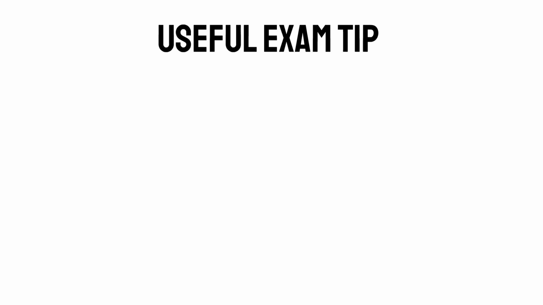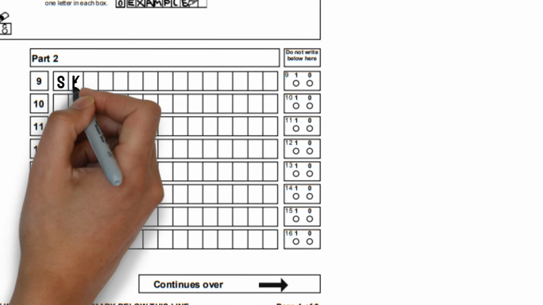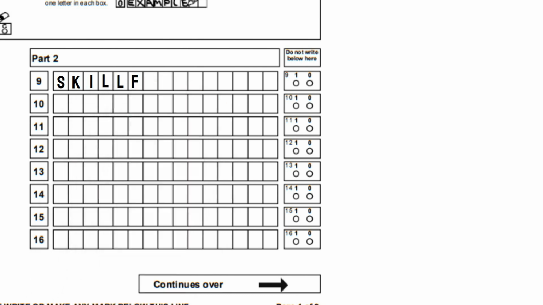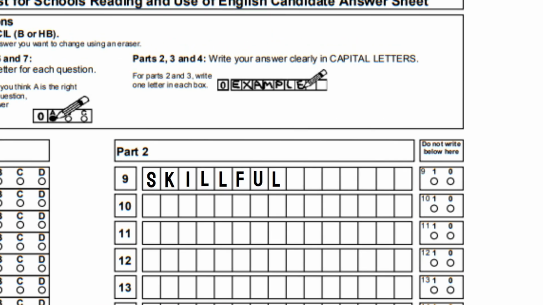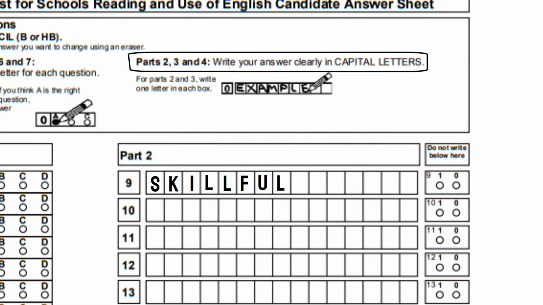Useful exam tip. On the day of your official exam, please be careful. Make sure you copy your answers onto the answer sheet in capital letters. If you do not use capital letters, then your answers will be harder to read. So remember, like the exam says, use capital letters.